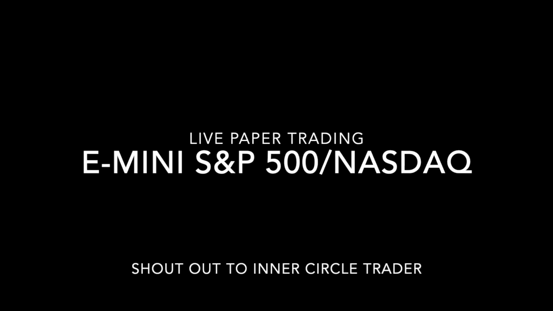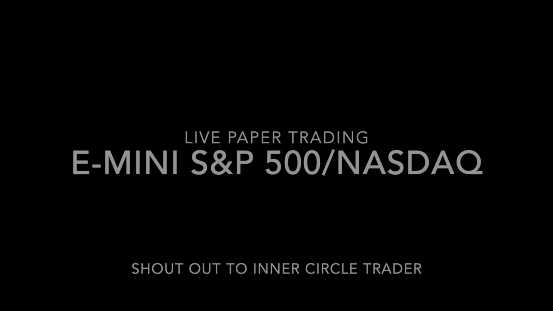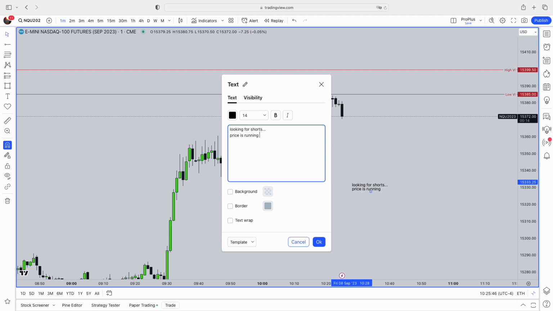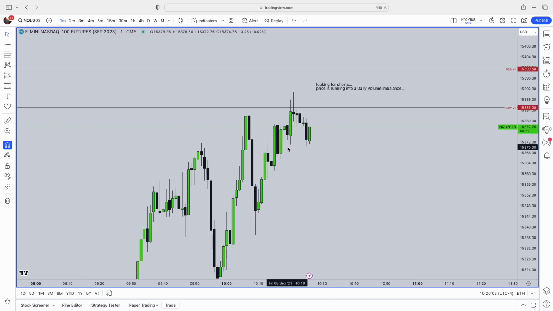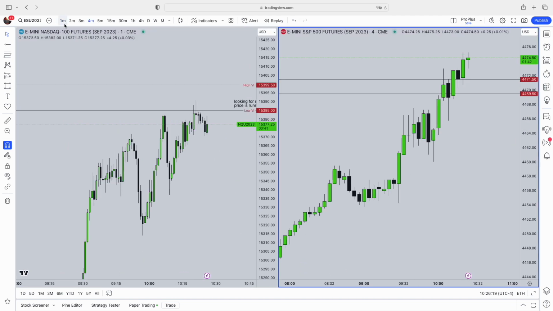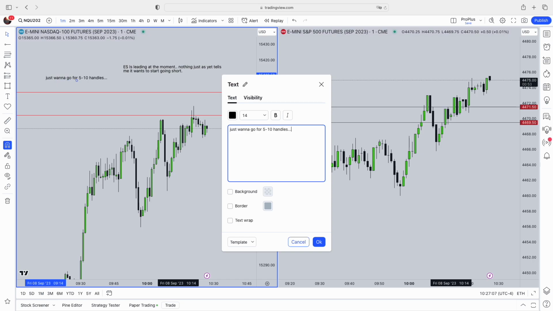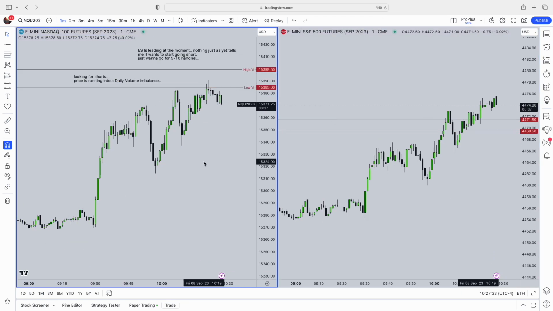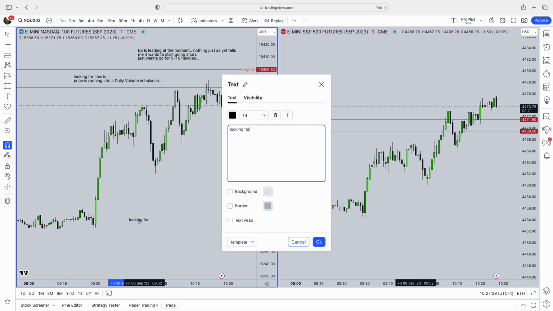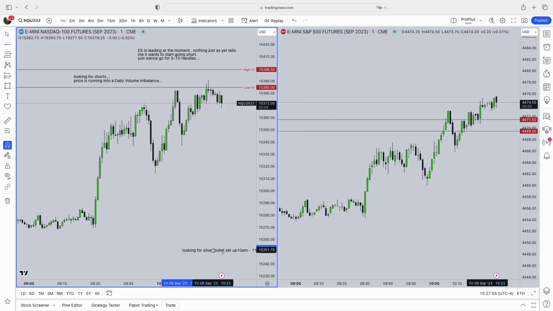Yo, so I'm just gonna go through my Friday tape reading slash paper trade that I took. So I'm looking at Nasdaq and the S&P 500, and I was looking at shorts for Nasdaq mostly. My bias is short overall on the daily or higher time frame, and also long for dollar, which obviously correlates with trading lower for the S&P and Nasdaq.